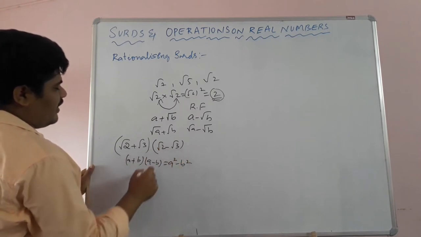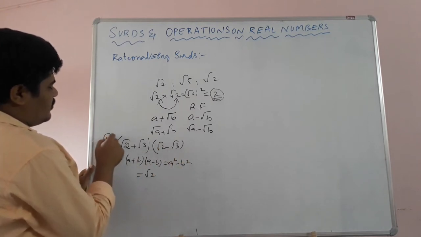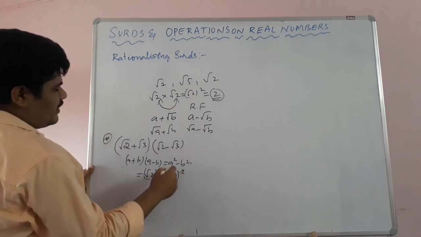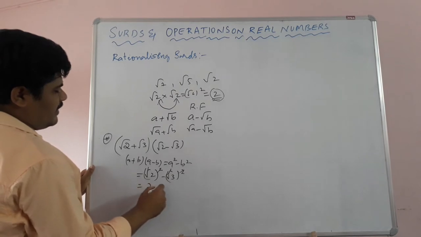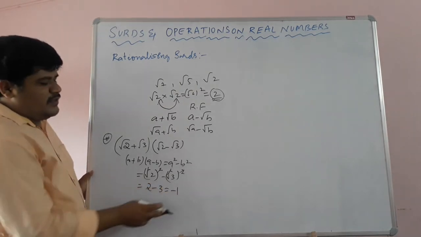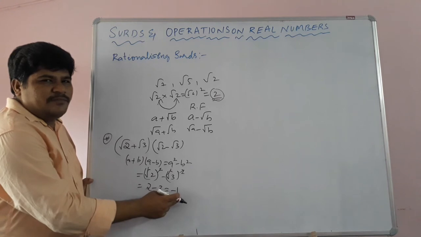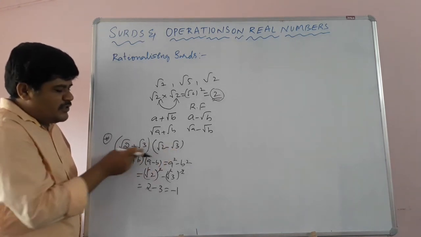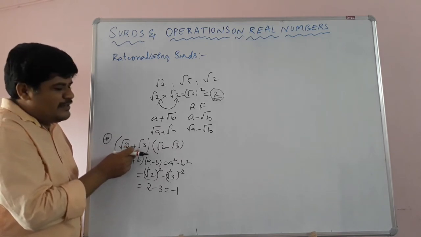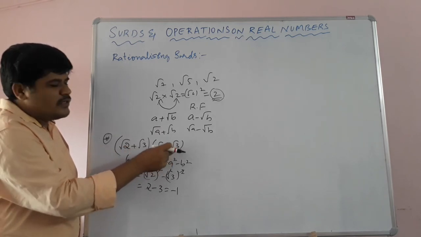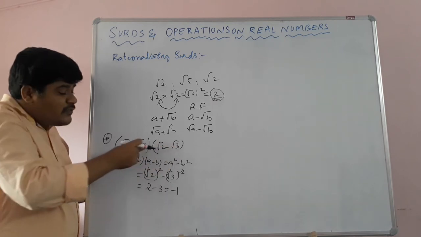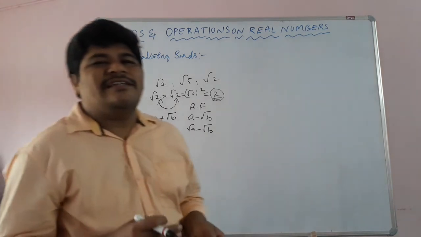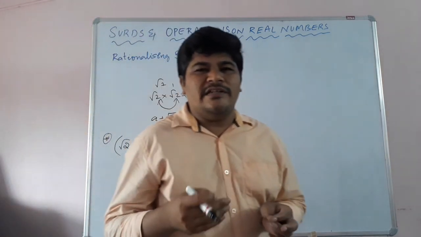So here what is a? Root 2. Okay, so root 2 square minus root 3 square. Okay, square root cancel. 2 minus 3 is negative 1. So students, our result is a rational number, right? So root 2 plus root 3 is rationalizing factor of root 2 minus root 3. Root 2 minus root 3 is rationalizing factor of root 2 plus root 3. Okay. So students, in this way we will rationalize the given binomial surds.